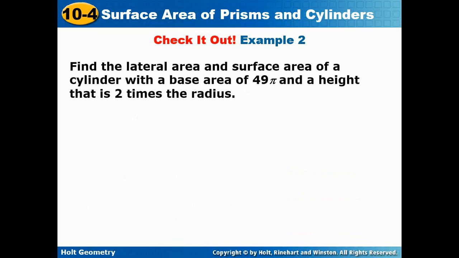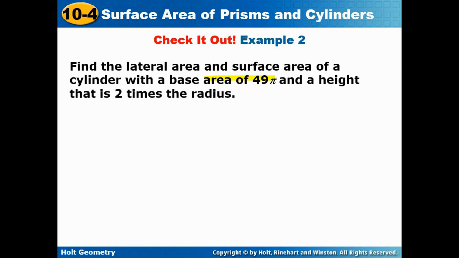We finished example 2. Now we have to solve Check It Out 2 as we used to do. Find the lateral area and surface area of a cylinder with a base area. Look, here they gave us the area of the base.